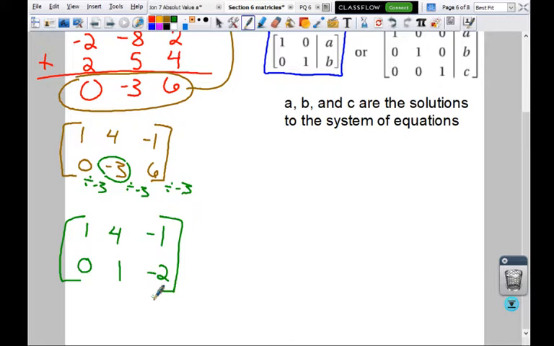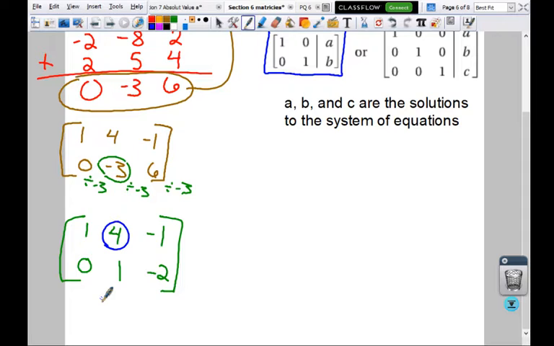Alright, it's starting to look pretty good. Remember, this is my goal: 1, 0, some number, 0, 1, some number. What's the only other number I need to change now? I need to change the 4. I want to make this 4 into a 0.